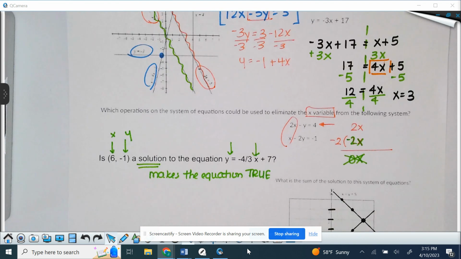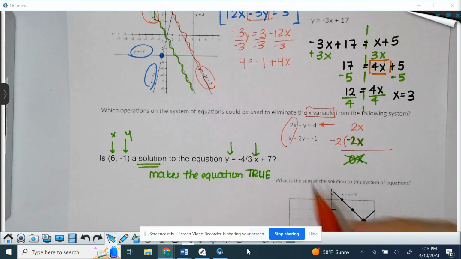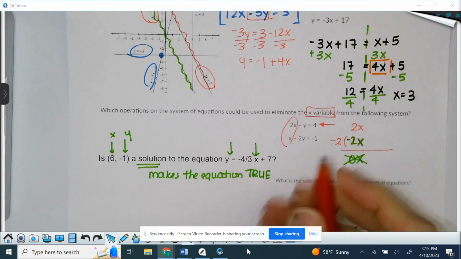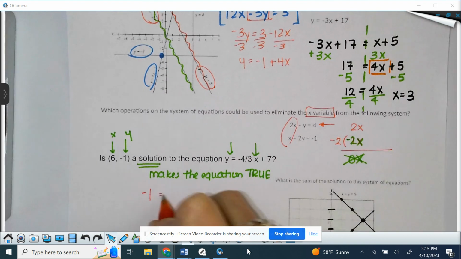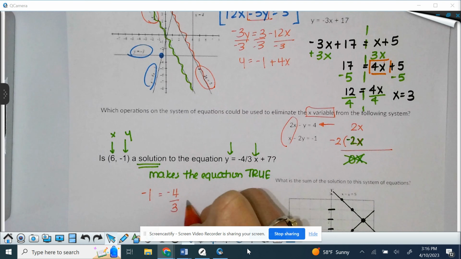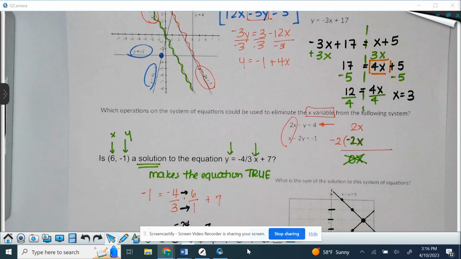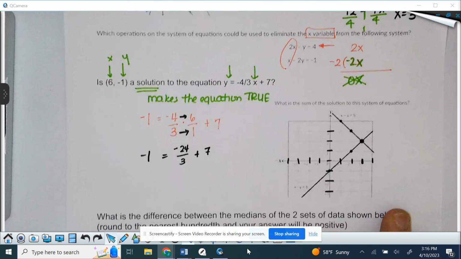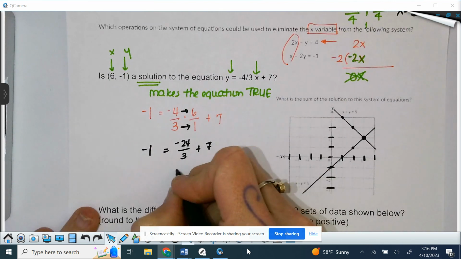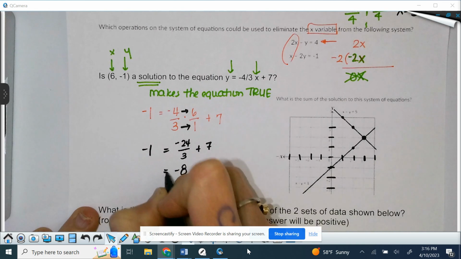If this is calculator active, you could go graph it, and then you're looking to see if that coordinate is on that line. So our y value is a negative 1. Our x value is a 6. And I'm going to write it 6 over 1 because remember, when we multiply fractions, you're working straight across the top, straight across the bottom. So 6 times a negative 4 is going to give me a negative 24 divided by 3 plus 7. So negative 24 divided by 3 is going to give me a negative 8 plus 7. And our y value is negative 1.